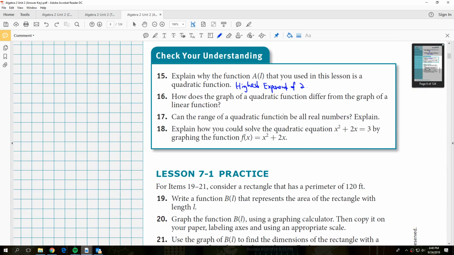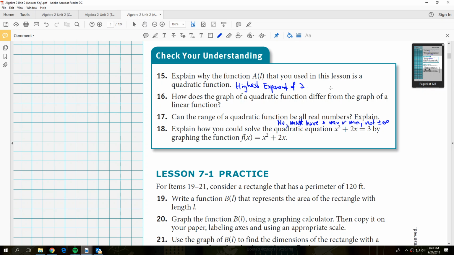Can the range of a quadratic function be all real numbers? Explain. The answer to that is no. Like we just said, it must have a max or min, which is not positive or negative infinity. Okay. It will go to negative or positive infinity in the other direction, though.